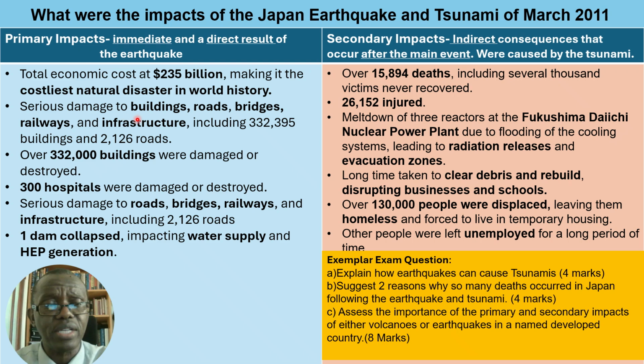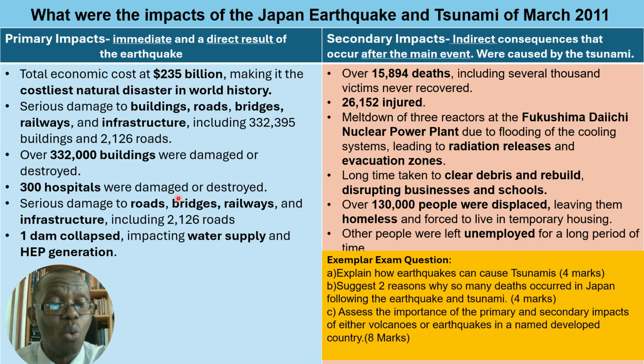Then there was serious damage to buildings, roads, bridges, railway infrastructure, including 332,395 buildings and 2,126 roads. So that is what we were mentioning when we were talking about this cost of damage here. Over 332,000 buildings were damaged or destroyed.